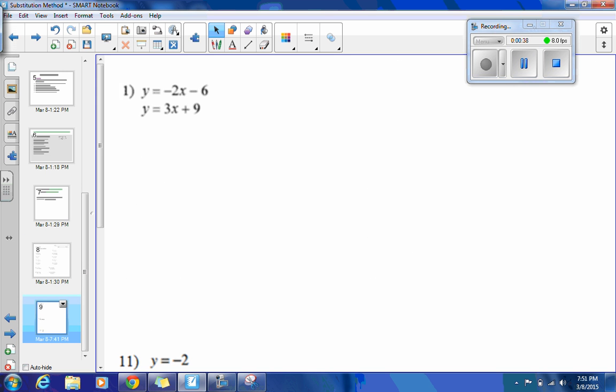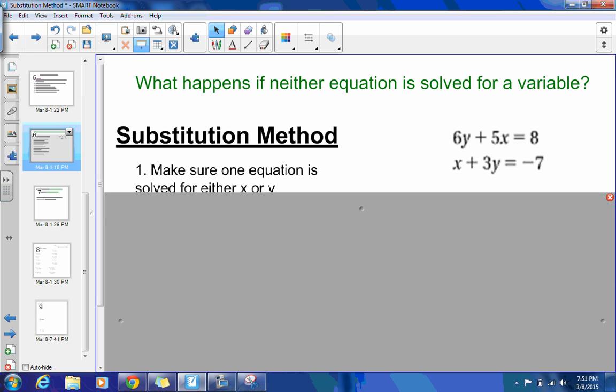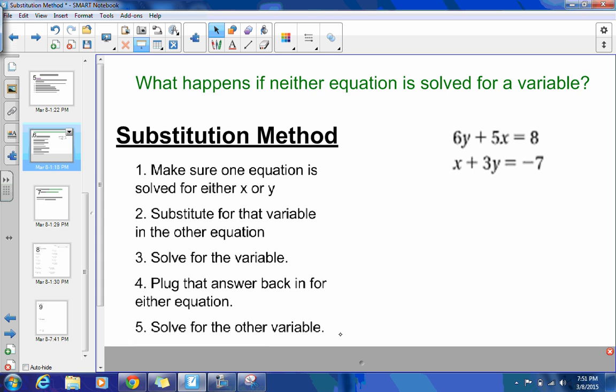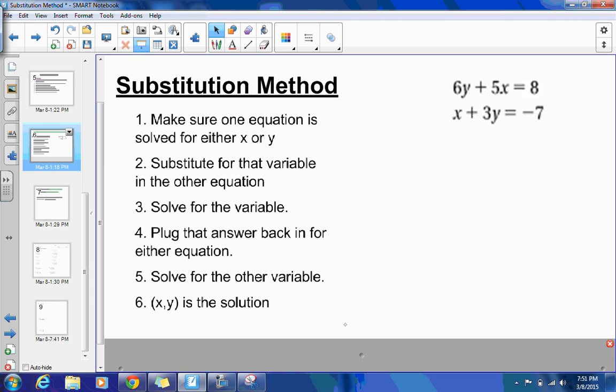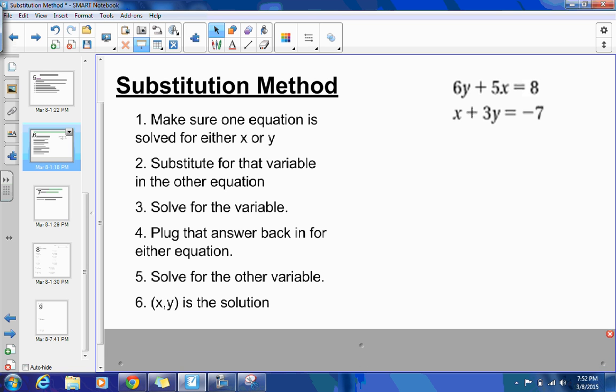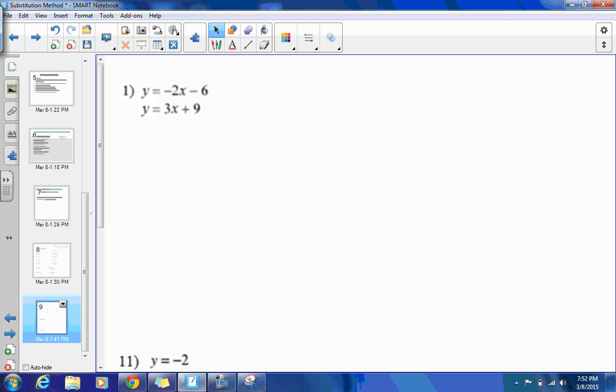All right, so the substitution method pretty much says if you have a variable solved for, either x or y, you plug in what that's equal to for the other equation, and then you can solve for whichever variable is in there. Then once you have one of the variables, you can plug it back into either equation to solve for the other variable, because we always want one x and y.